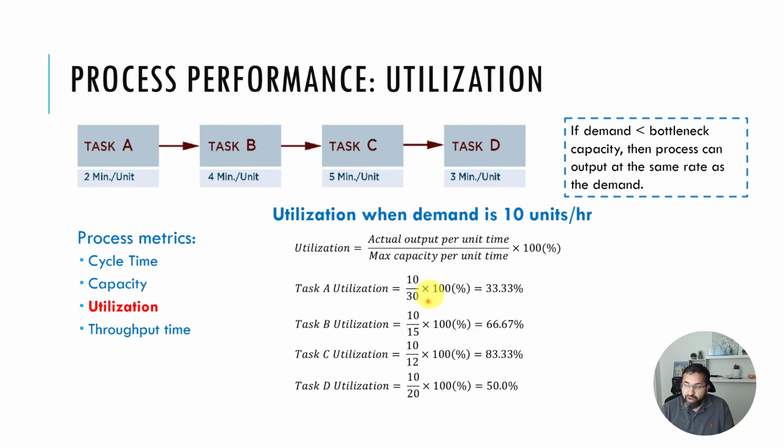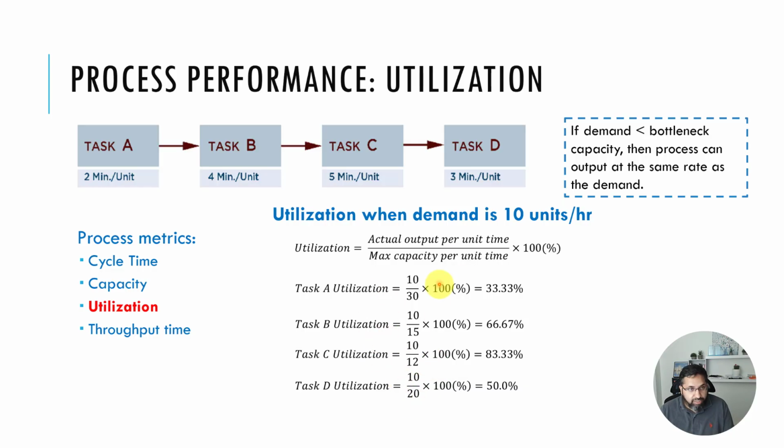What if you're given the demand and the demand here was 20 units per hour? Then again, the limiting factor will be the bottleneck and the actual output will be 12 units per hour. So instead of 10, you'll use the bottleneck capacity of 12. It'll be 12 over 30, 12 over 15, 12 over 12, 12 over 20, because you can never go above the bottleneck speed.